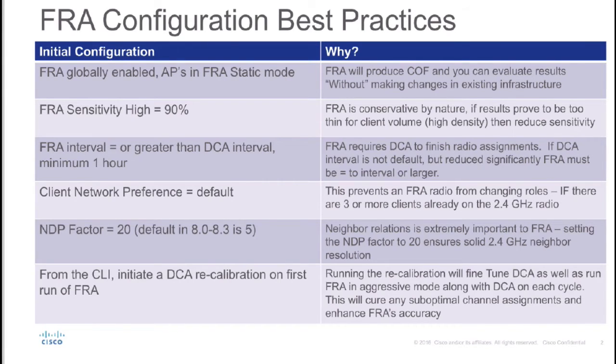And lastly, very, very prudent. DCA, of course, over time can settle in with some less than optimized changes. Highly recommend running a DCA recalibration on the first run of FRA. What that's going to do is run FRA every 10 minutes, followed immediately by DCA running every 10 minutes. DCA is going to optimize channel assignments, and FRA is going to get better.